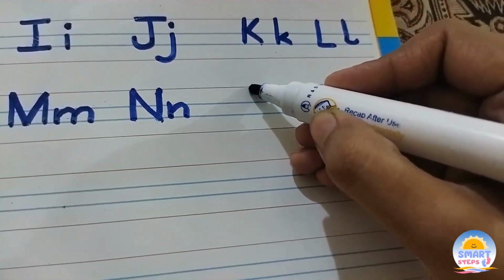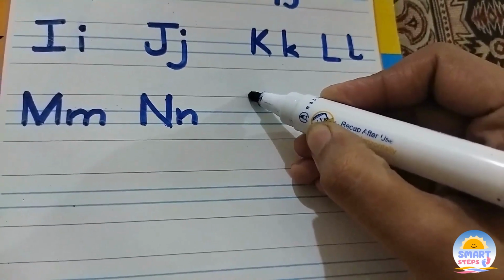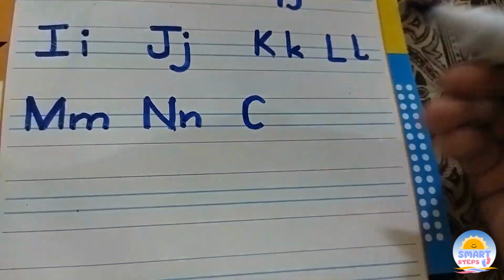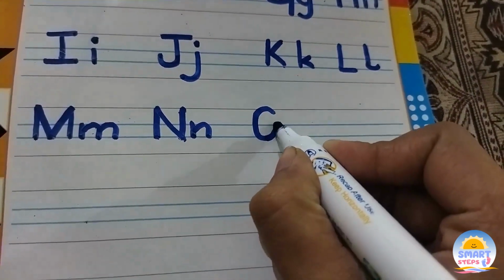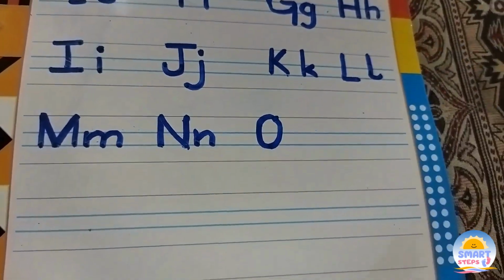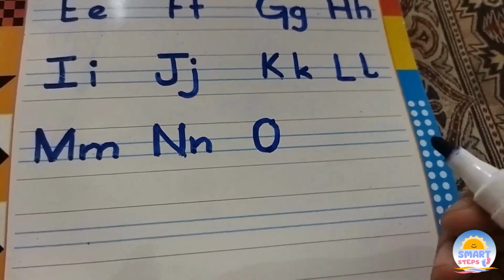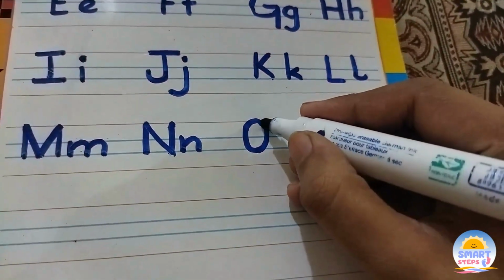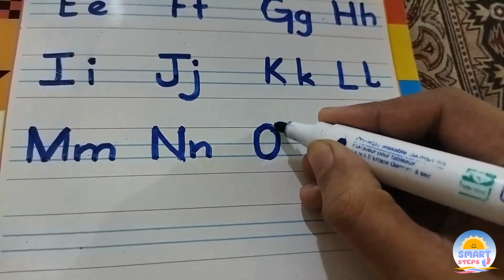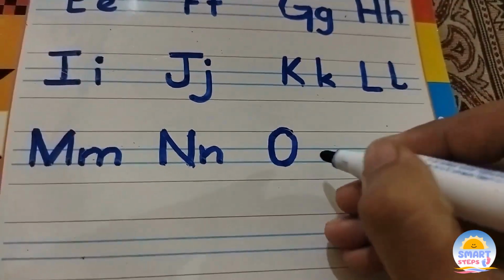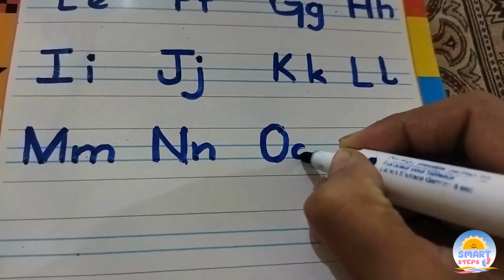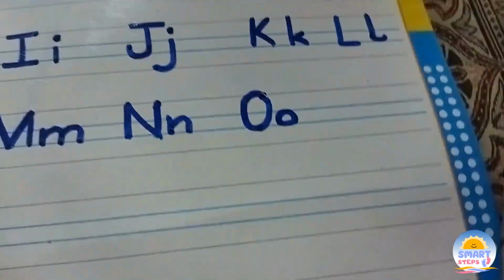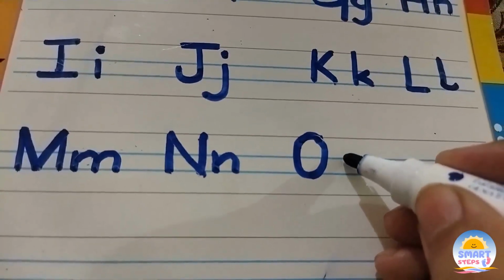O is a curve from top to bottom, it's curve, and it goes back towards top. Or you can say an oval shape from top to bottom. Same way, a curve in the middle and it goes back upside like this.